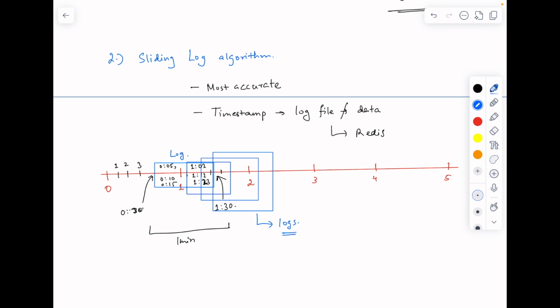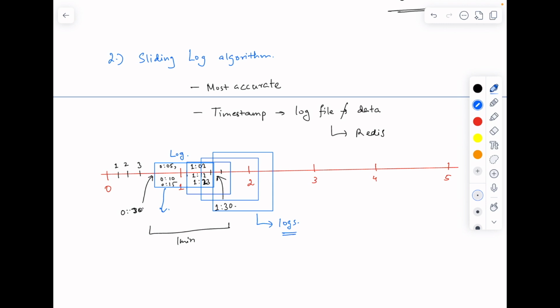This is the most accurate algorithm, as you might understand, because for every window we are maintaining the exact number of requests that are there. And how this prevents the boundary problem is, at this boundary we know from the previous section how many requests are there, and from the next section how many requests can be accommodated. So this algorithm solves the boundary problem very effectively.